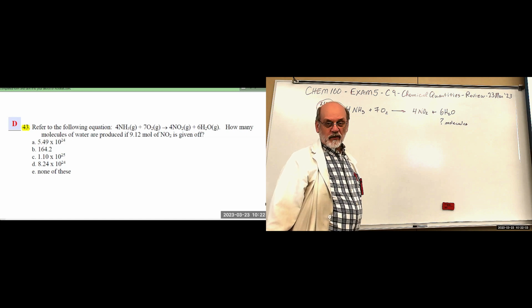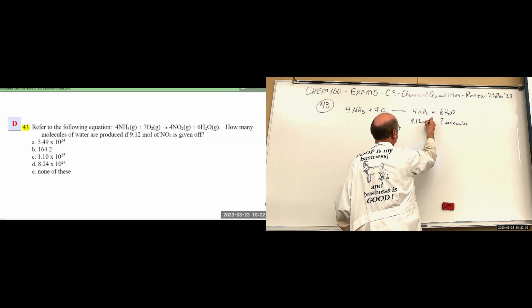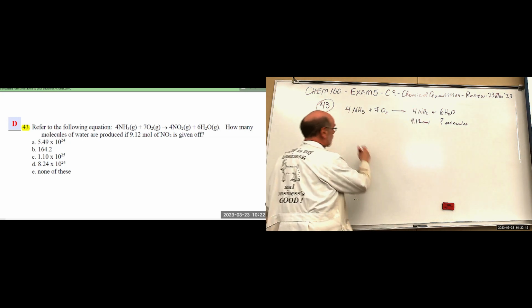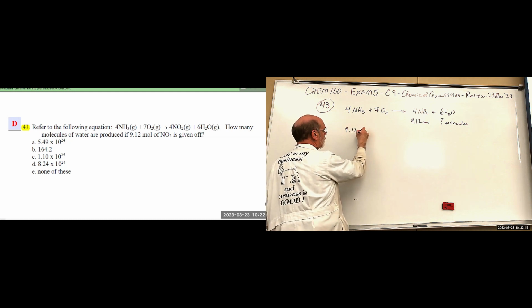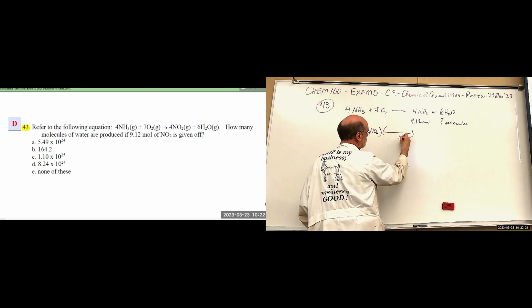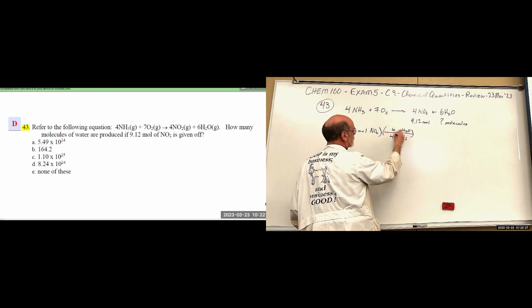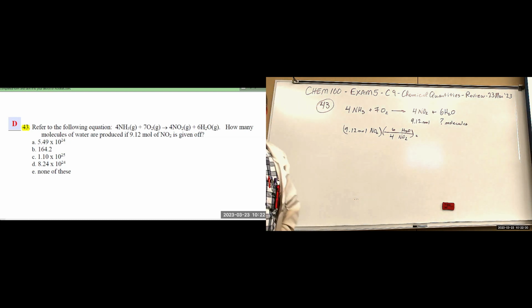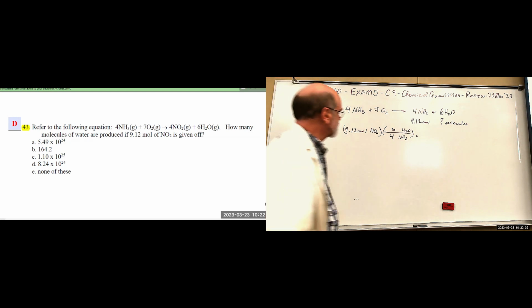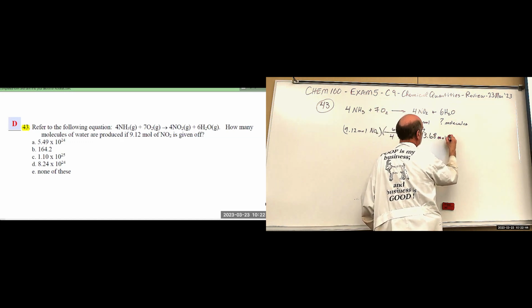If 9.12 moles of NO2 are given off. All right, so we need to convert NO2 to water. And the coefficients tell us the ratio, 4 there, 6 there. So 9.12 times 6 divided by 4. 13.68 moles of water.